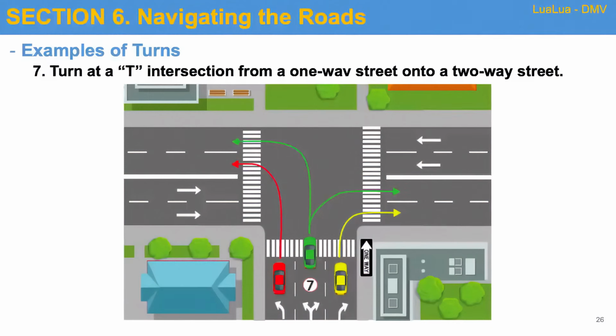7. Turn at a T intersection from a one-way street onto a two-way street. Traffic going straight through the intersection has the right of way. You may turn either right or left from the center lane.